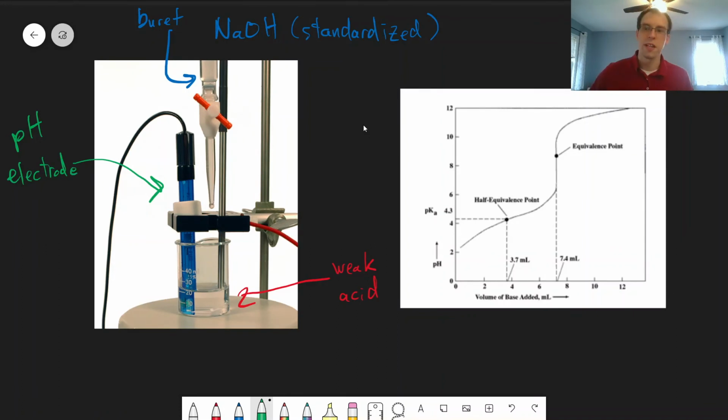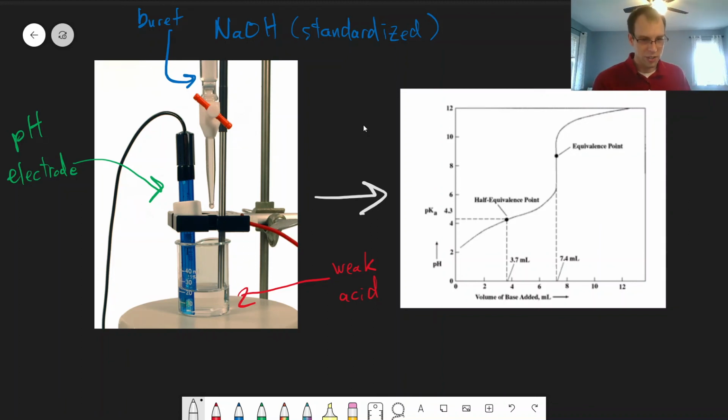The pH electrode takes advantage of some electrochemical principles to convert a voltage that can be measured with the pH electrode into a concentration, into the pH. So there's a direct relationship between the voltage measured on this thing and the concentration of H plus, because there's a membrane in there that's sensitive to the concentration of H plus. And so as we add the hydroxide, we keep track of the volume that was added, and we keep track of the pH that's measured, and that turns into our data here, our titration curve.